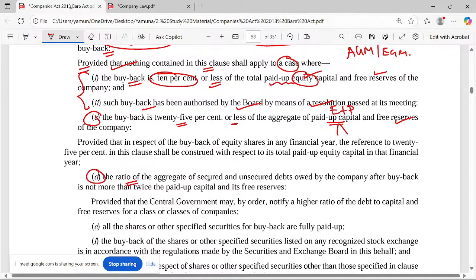The ratio of the secured and unsecured debts owed by the company after buyback is not more than twice of the paid up capital and its free reserves. Debt by equity is equal to 2:1 ratio. 2 by 1. Now cross multiplying. Debt is equal to 2 times of equity.